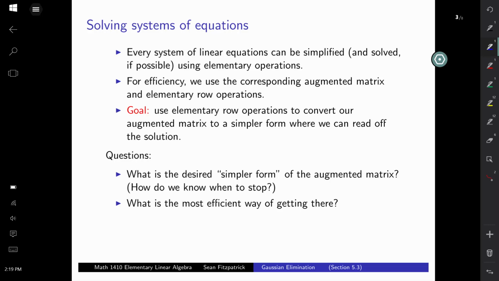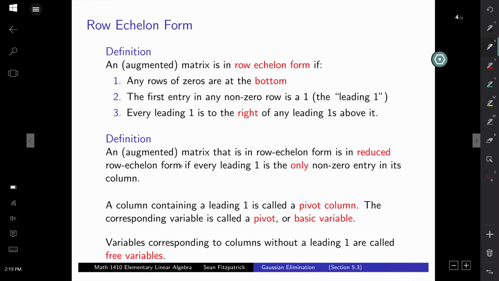The other thing is, how do we program this algorithm as efficiently as possible? If we're dealing with thousands of equations and thousands of variables, we don't want to mess around. We want to minimize the amount of computational power that's going to be needed to solve this system. Okay, so we'll answer the question about when to stop first. The question of when to stop is this row echelon form.